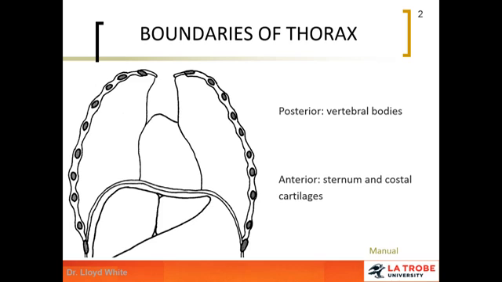So posteriorly, the thorax is bounded by the vertebral bodies, and anteriorly by the sternum and the costal cartilages, which are connecting the ribs to the sternum.